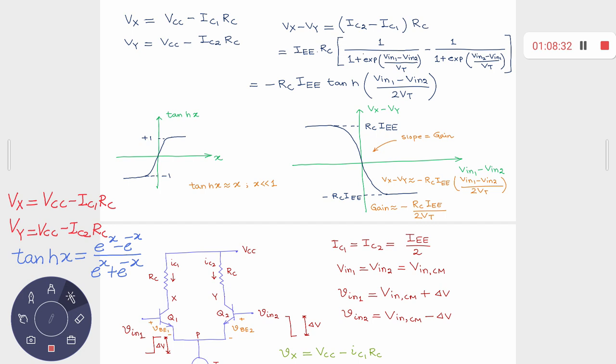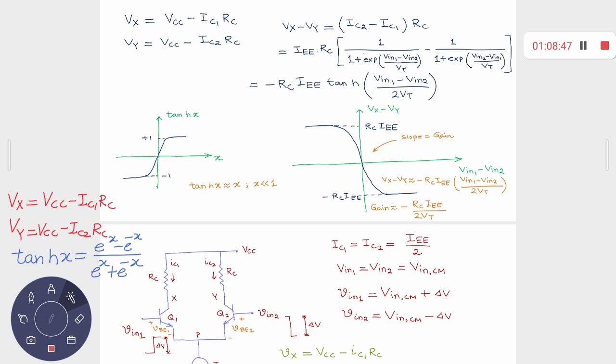Otherwise, remember, the circuit is not a linear circuit. The tan hyperbolic is not a linear function. But over that region, when V1 minus V2 is much much less than 2Vt, the circuit is linear, and accordingly the gain is a constant.